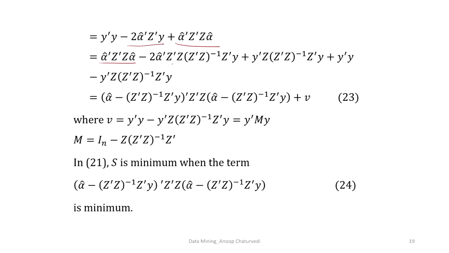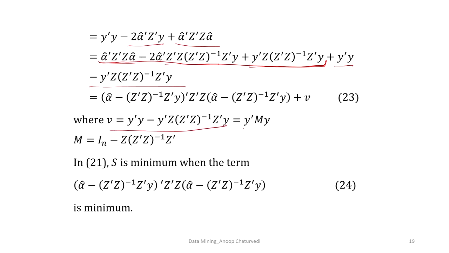Then, in the middle term, what we do? We write alpha hat transpose z transpose y, and take z transpose z inverse here. Then we add one term, y transpose z (z transpose z) inverse z transpose y, and since we have added this term, we subtract it here. And then we combine these three terms and write them as alpha hat minus (z transpose z) inverse z transpose y, whole transpose, times z transpose z, times alpha hat minus (z transpose z) inverse z transpose y, plus v, where v is equal to y transpose y minus y transpose z (z transpose z) inverse z transpose y.